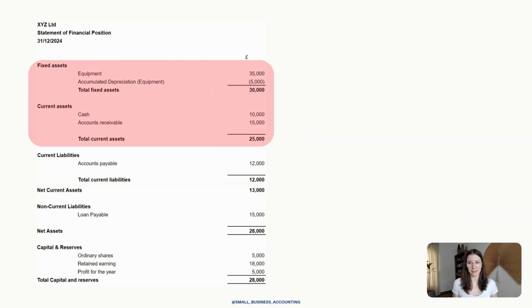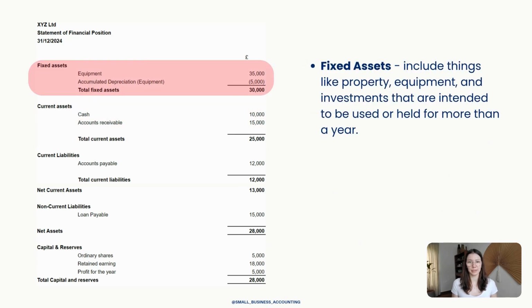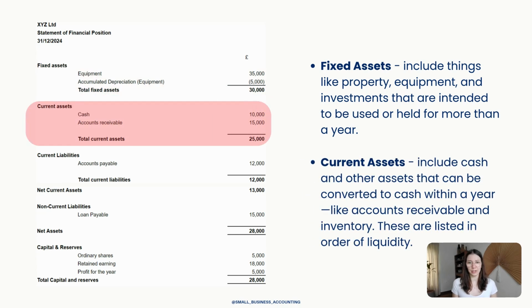First, we have assets, and these are divided into fixed assets and current assets. Fixed assets are sometimes also called non-current assets. And these would include things like property, equipment, investments, basically things that we hold for longer than 1 year. And our current assets will include cash and other assets like bank or accounts receivable, inventory, etc. And these are listed in a liquidity order.